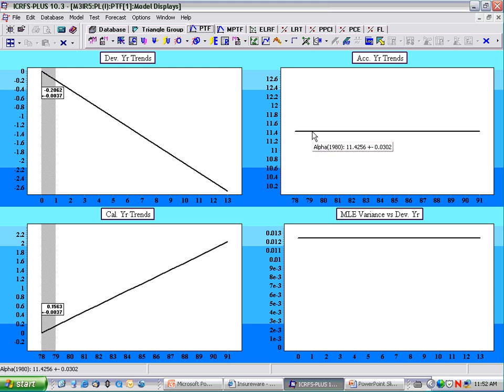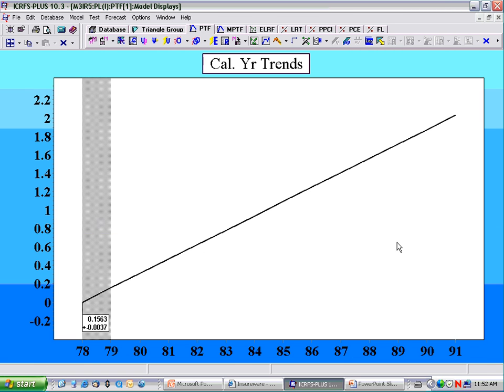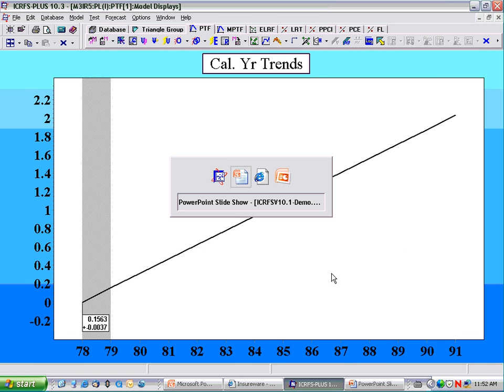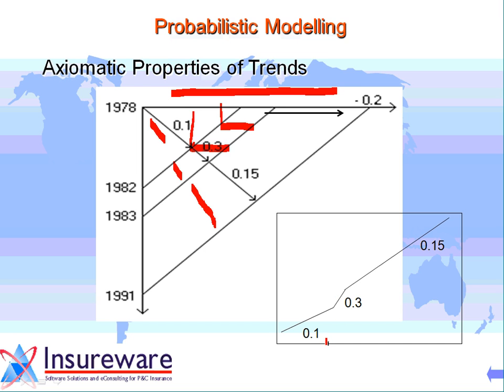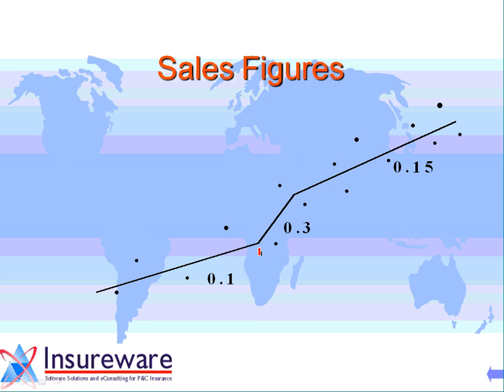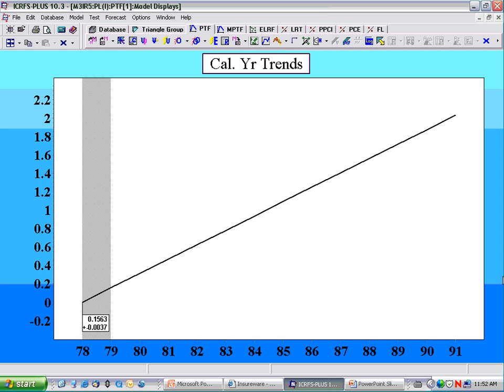That's the average level, and that's the average calendar year trend, 15.63, which kind of makes sense because if you have 10% for 4 years, or 5, I can't remember, 30% for between 2 years and 15% thereafter, it does make sense that the average is about 15.63%. What's a residual? It's the trend in the data minus the trend estimated by the method.